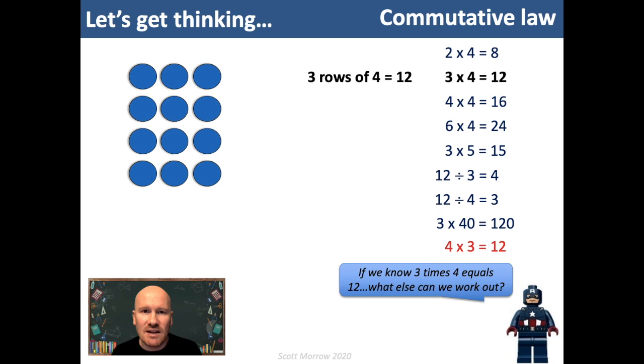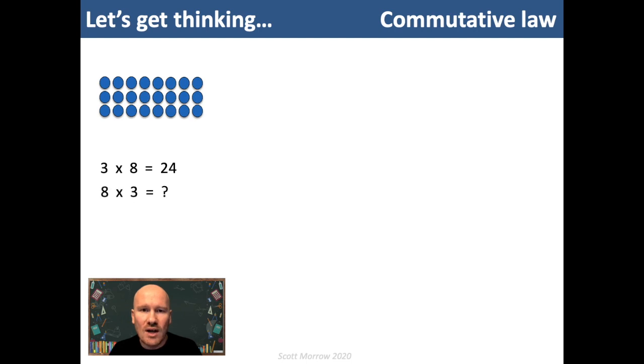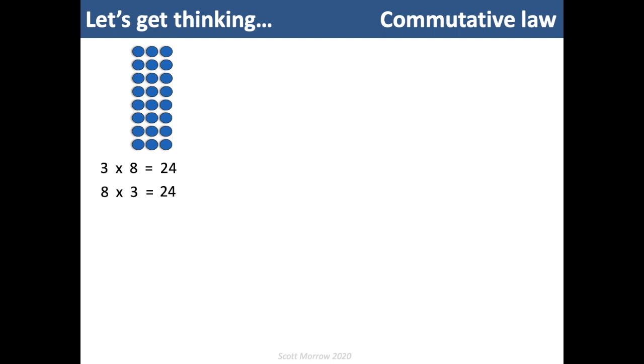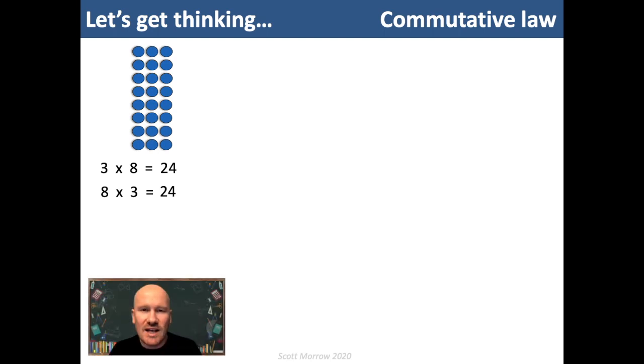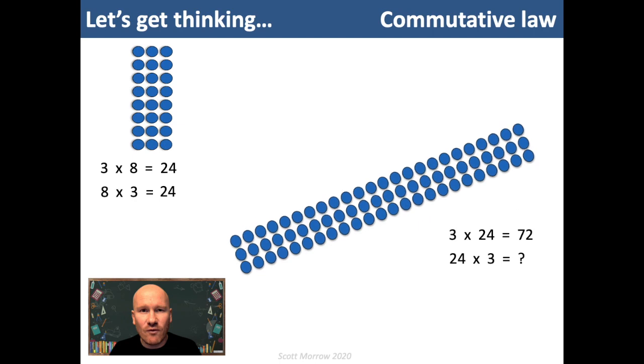If I understand that I can make an array to represent any multiplication, and I can turn that round, that means, for example, if we know that 3 times 8 is equal to 24, then I also know that 8 times 3 is 24. What about 3 times 24? If I tell you that 3 times 24 is 72, then we can also work out that 24 times 3 is also 72.